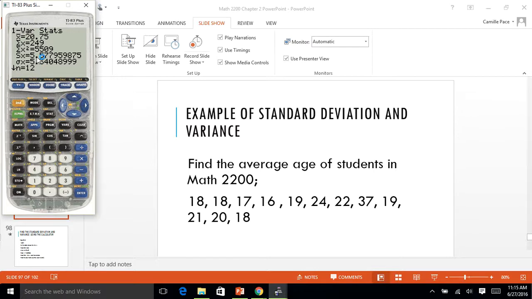What you do is you write this number down, then you go back to your main screen. So let me do this. Let me say 5.58 is my sample standard deviation. I'm going to clear, and then I'm going to do parentheses, 5.58, close the parentheses, and then square it, and that gives me my sample variance. That's how you do that.